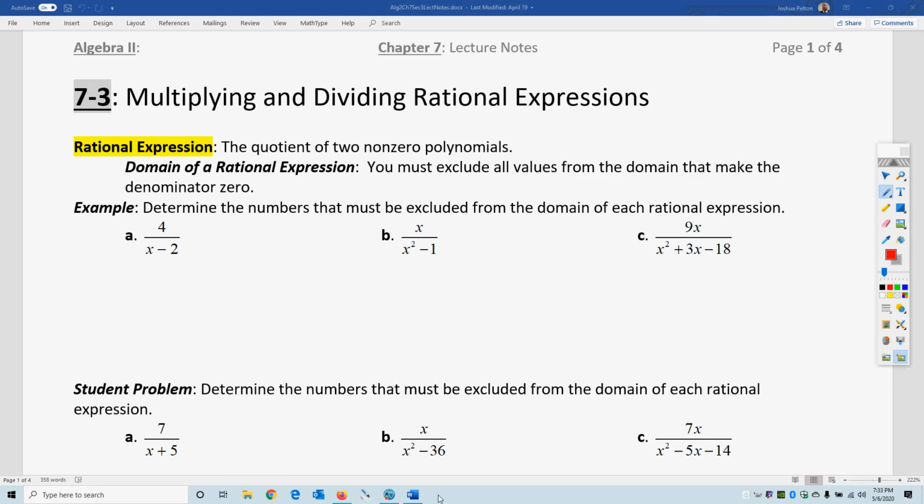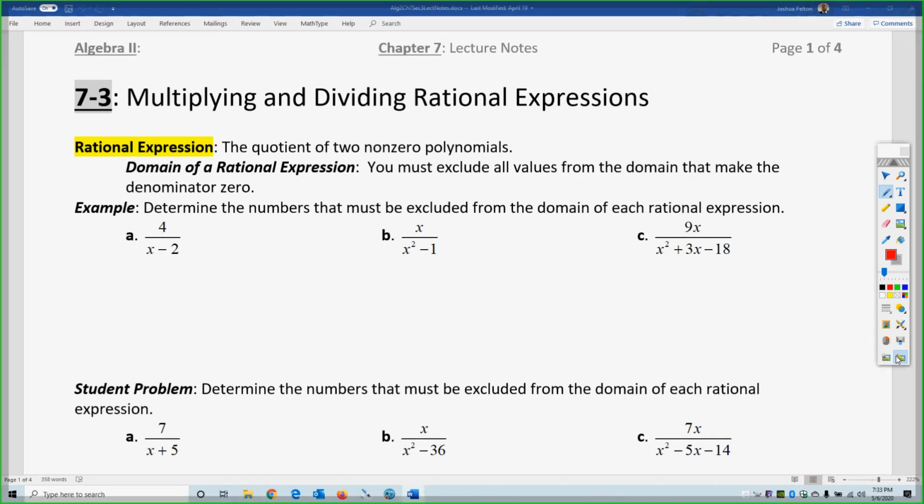So in the first example, we have x minus 2 in the denominator. x minus 2 cannot equal 0. Thus, x cannot equal 2. So our domain is all values of x except for 2. Going least to greatest, negative infinity to 2, union 2 to infinity.